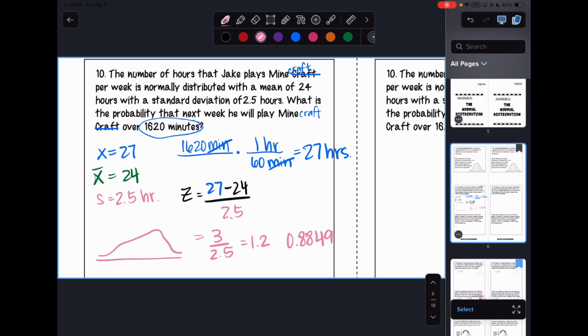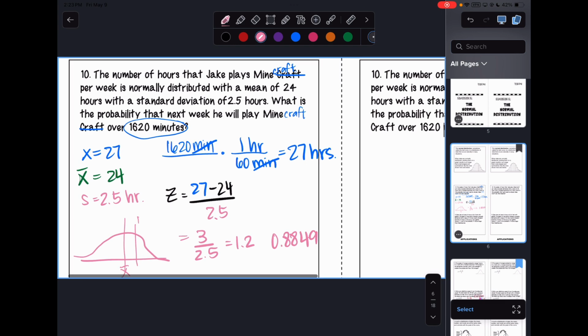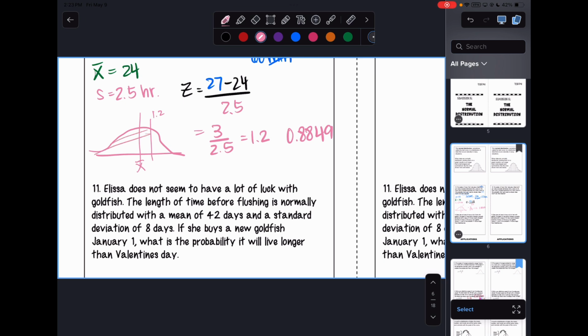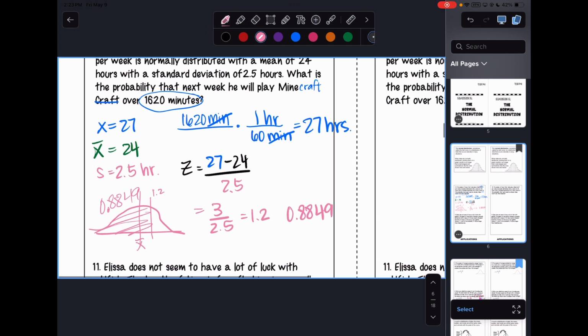In my curve. Oh my gosh, that's a terrible curve. That's still about a curve, but 1.2, here's the mean. That's the z-score we're looking at, 1.2, right? To the left of it is going to be 0.8849. So how do we figure out if we are going over the 27 hours? I want this side. Subtract from 1, right? If I subtract that from 1 with your calculator, you should get a total of 0.1151. So what's the probability he'll be playing more than 27 hours? 11.51%. You got it.